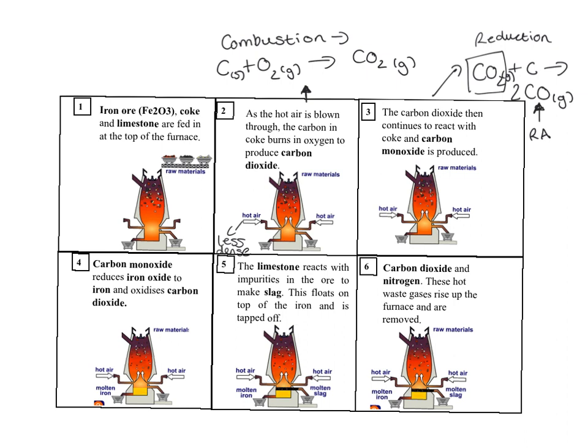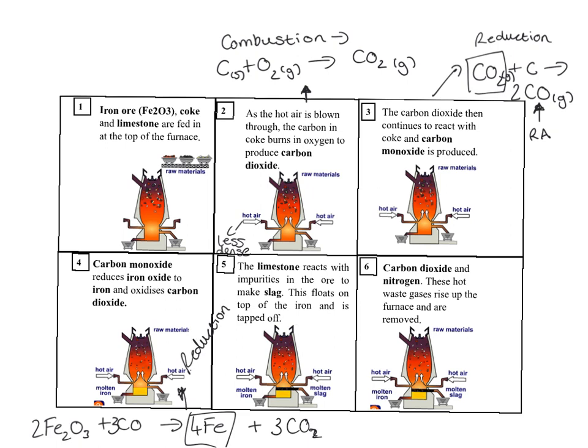Coming over here then, number 4. Carbon monoxide reduces iron oxide to iron and oxidizes carbon dioxide. So you've got your iron oxide plus the CO, and what you make is iron on its own plus CO2. That isn't balanced. 2, 3, 4, 3. That should balance it out. But the most important thing is we've got iron on its own. This is another reduction because the iron is being reduced.